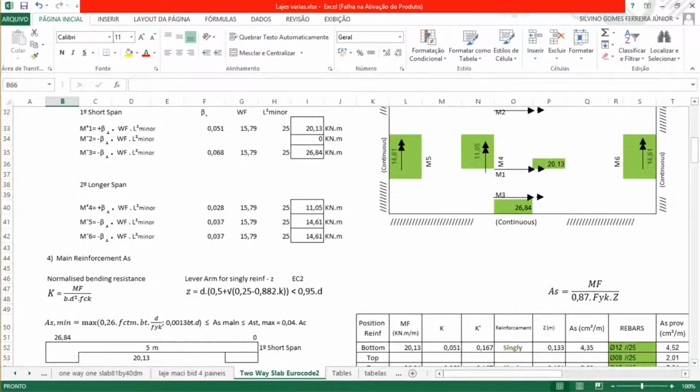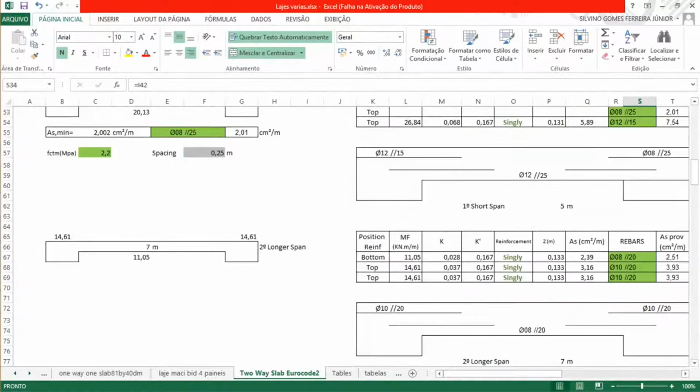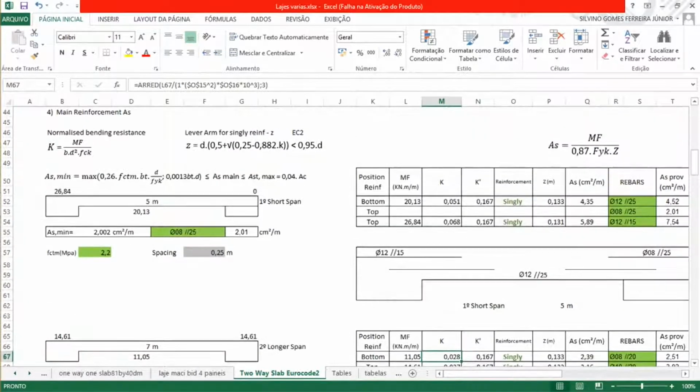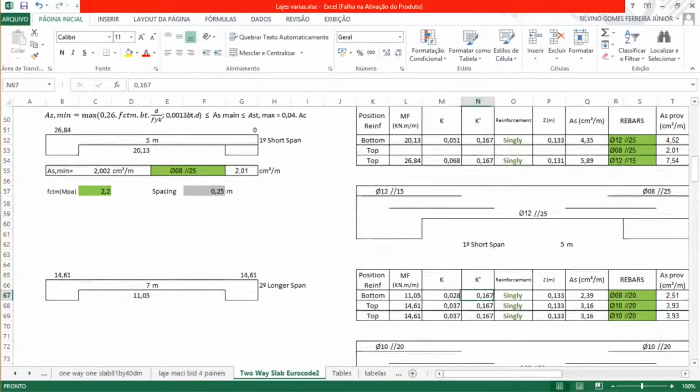We go here, it's M5 14.61. On the other side, 14.61. So 14.61 on the top. So we have here the moment on the bottom, 11.05. The K is given by that expression. So, and it is limited by this, so we singly reinforce it.